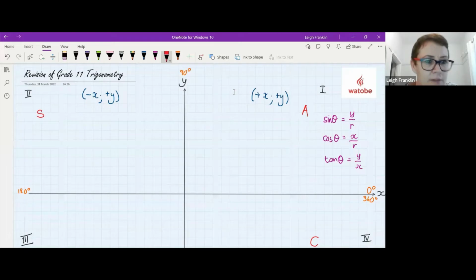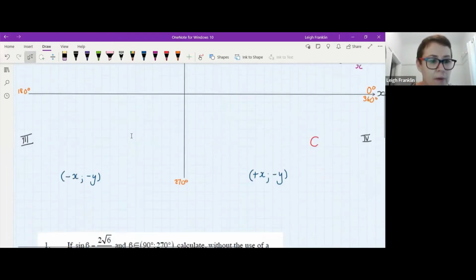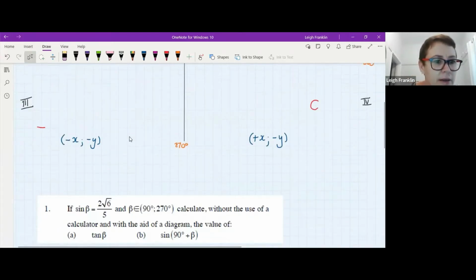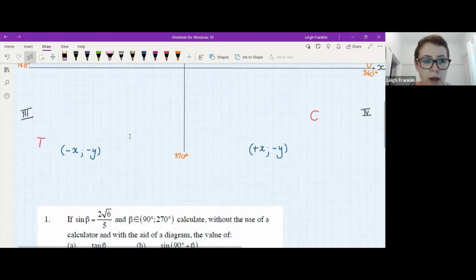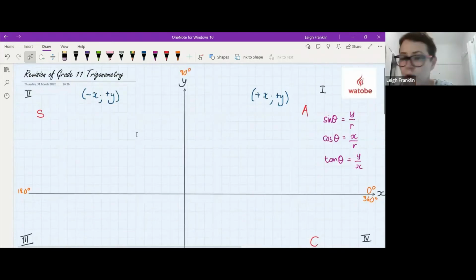S is in this quadrant over here, and T is in that quadrant over there. So have you seen that before? You've seen the CAST diagram. I'll just write CAST up here at the top as well. Is that something that your teachers have spoken to you about? Yes, ma'am. Okay, all right, oh good.